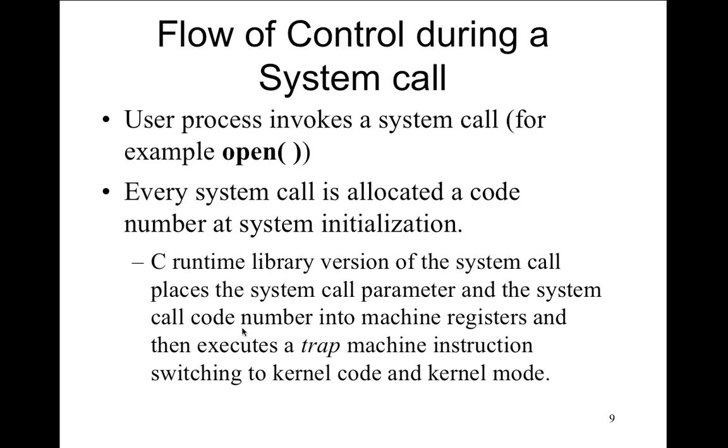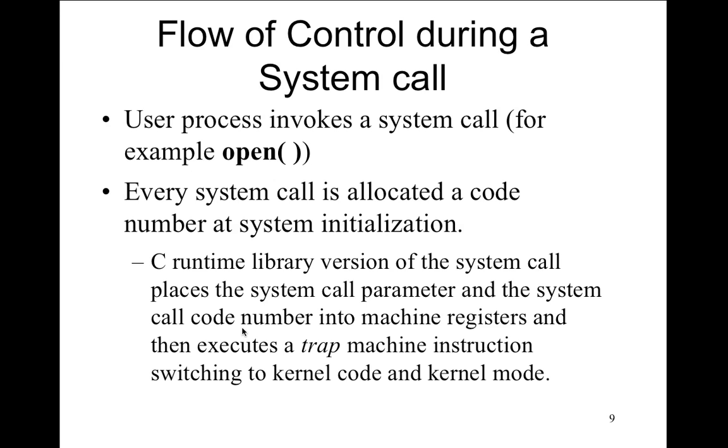Here's an example flow of control during a system call. What happens when a system call occurs? And to refresh your memory, a system call is when the user asks the kernel to do something for itself. And one of the common system calls is open. Open, read, write, close. Those would be considered system calls.